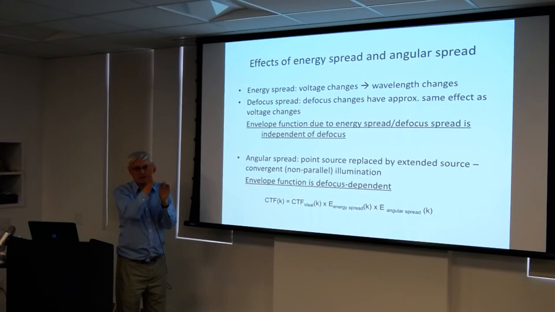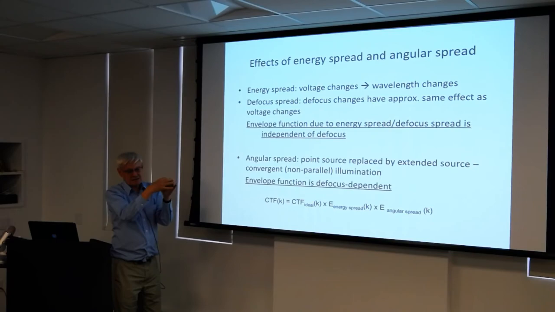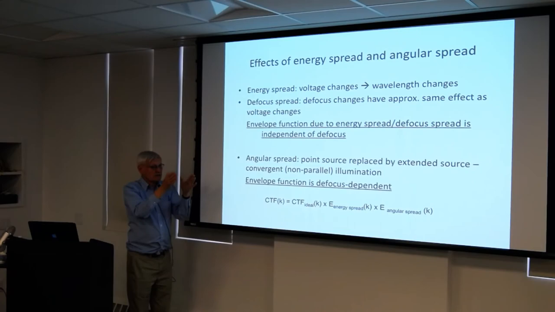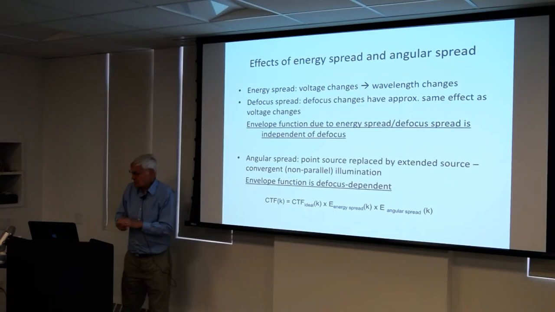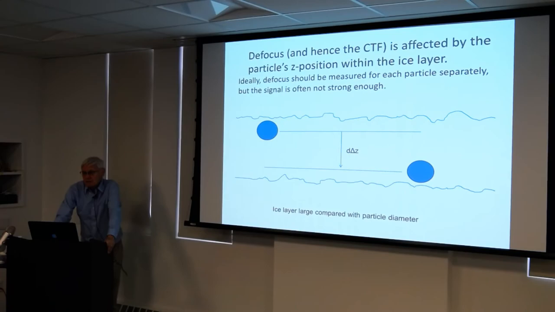And when you have essentially a disk source, a spread source, then it means that the illumination is no longer parallel. Now I adopted the defocus spread. Defocus spread could be the result of lens current fluctuations.